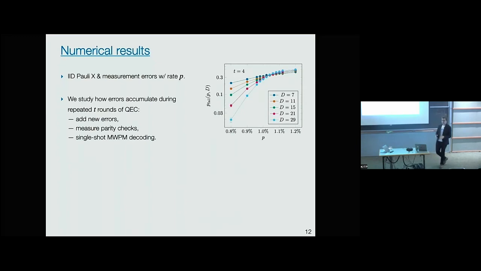And what we can study is how errors accumulate during T repeated rounds of quantum error correction with the single-shot decoder. So in one round of error correction, what I do is I add new errors to the pre-existing residual noise. Then I measure parity checks. The measurements can be wrong. Then I use the single-shot minimum weight perfect matching decoder that I described on the previous slide, which uses only the information that I extracted in that round of error correction. And then I repeat.